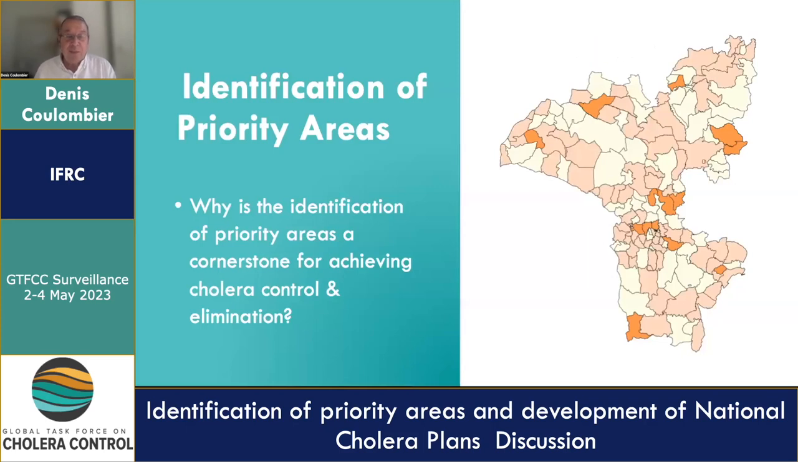So I will start with the reason why the identification of priority areas is a cornerstone for achieving cholera control and elimination. And the map that you see on the right is a fictitious country that I will use to illustrate a few of those concepts. So let's start.